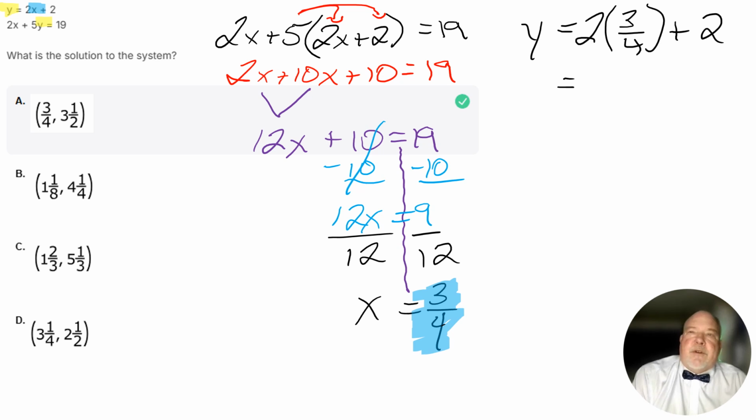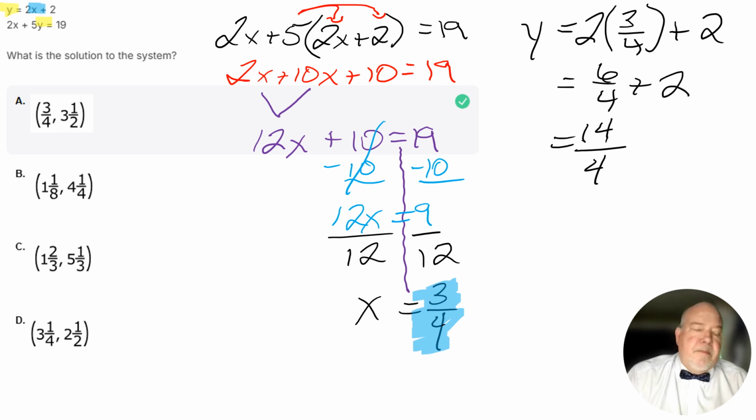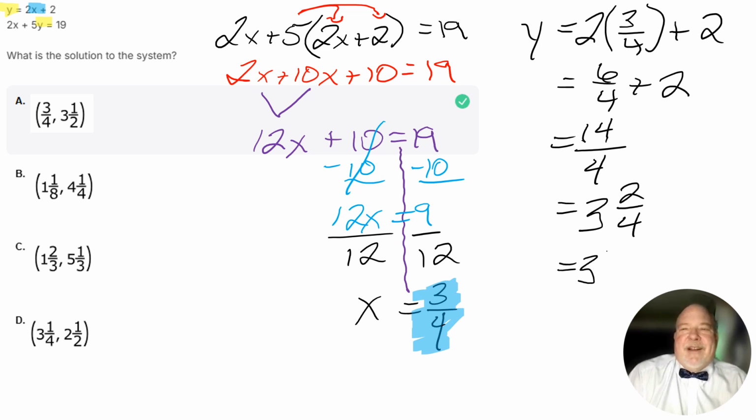So 2 times 3/4 gives me 6/4 plus 2. And that gives me 14/4. And if I look at my answers, they're in mixed number form. So 4 goes into 14 3 times with a remainder of 2. So I have 3 2/4, which simplifies to 3 1/2. And there it is. There's the y value, and that's the same value that's in A. So we did it right.